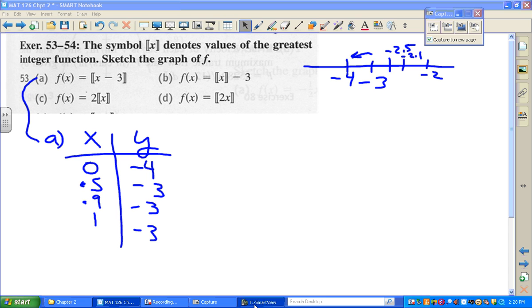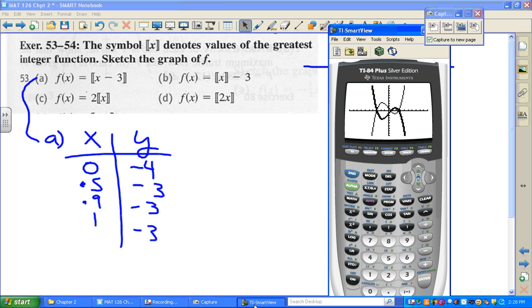So when I go to graph it out, I put in y equals math num int. That stands for the double bracket. Inside the double bracket is x minus 3. Close it off. Ready?